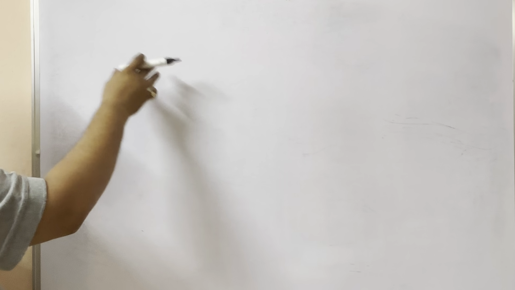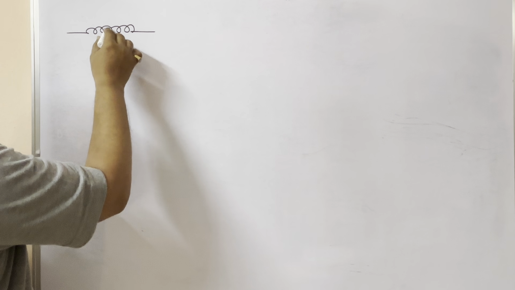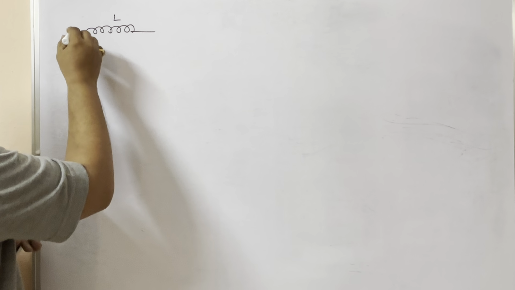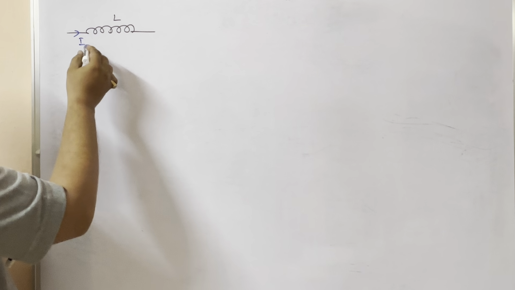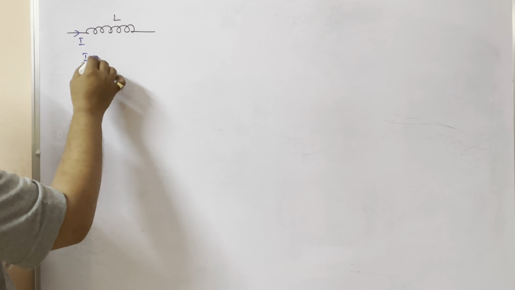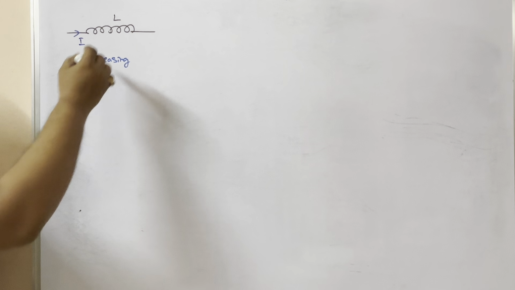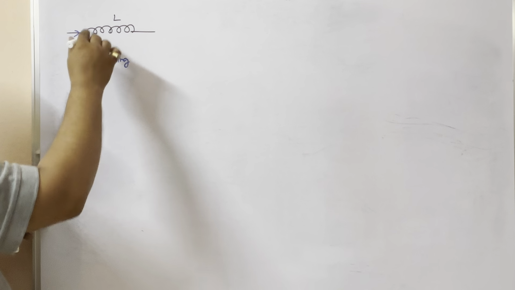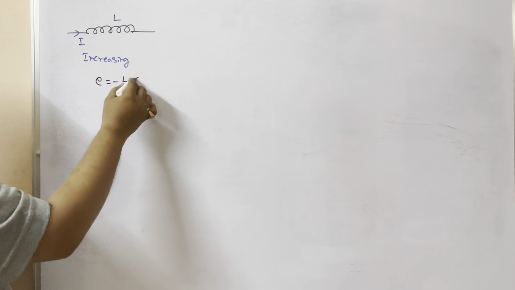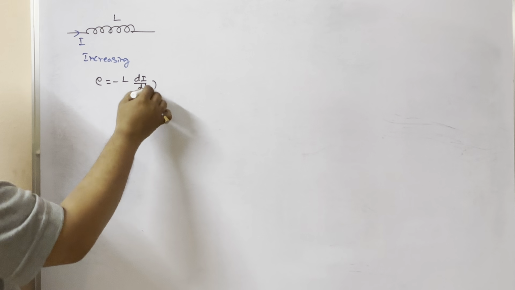In this class, we'll see mutual induction and self-inductance acting as EMF. What is its direction? It is a coil of self-inductance L. Now, in this, current I is passing. If this current is increasing, then how much EMF is developing? We already discussed: E is equal to minus L di by dt.